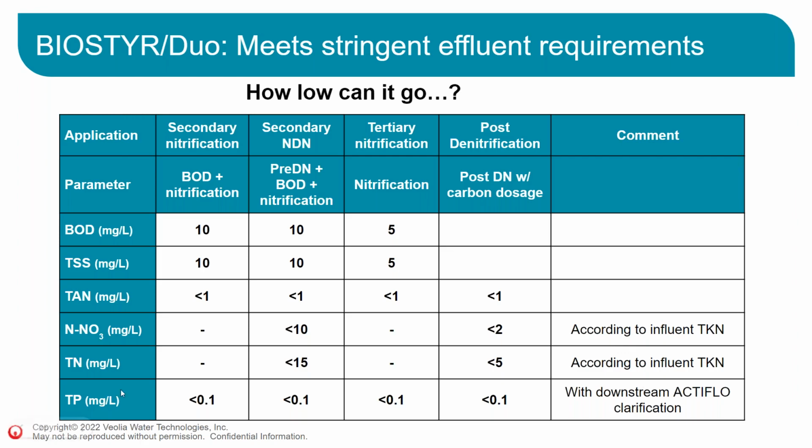One thing I want to highlight here is that phosphorus removal is not achieved. There's no biological phosphorus removal with the Biostyr. However, it's possible to combine Biostyr with an Actiflo downstream, or any ballasted flocculation, for chemical precipitation of the phosphorus. With this combination of Biostyr and ballasted flocculation, it's possible to go below 0.1 milligrams per liter as phosphorus. It's just something you need to keep in mind.